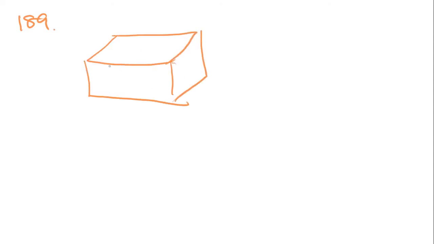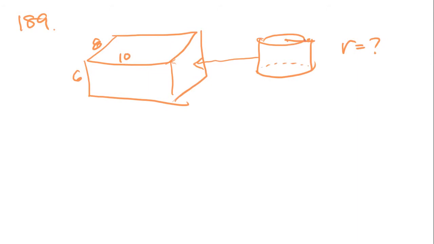Okay, on to number 189, which says the inside dimensions of a rectangular wooden box are 6 by 8 by 10. So here's the box. It's 6 by 8 by 10. And they say that there's a cylindrical canister. So we have a little cylinder here that we are going to place inside this box, like so. And they are asking, what would the radius be? So we're going to be looking for radius. What would the radius be of this cylindrical canister that would be placed into this box?